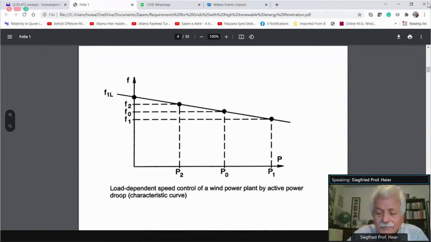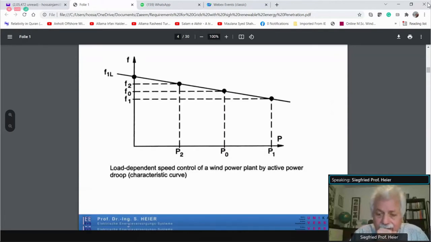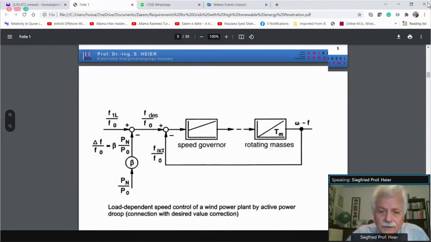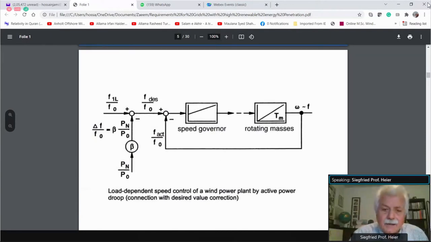So, the next picture, please. Here you see the beta factor, meaning the feedback of the power, and so we can control this rotating mass and the frequency as an end result. And we get the drop function by this influence of beta. The next picture, please.